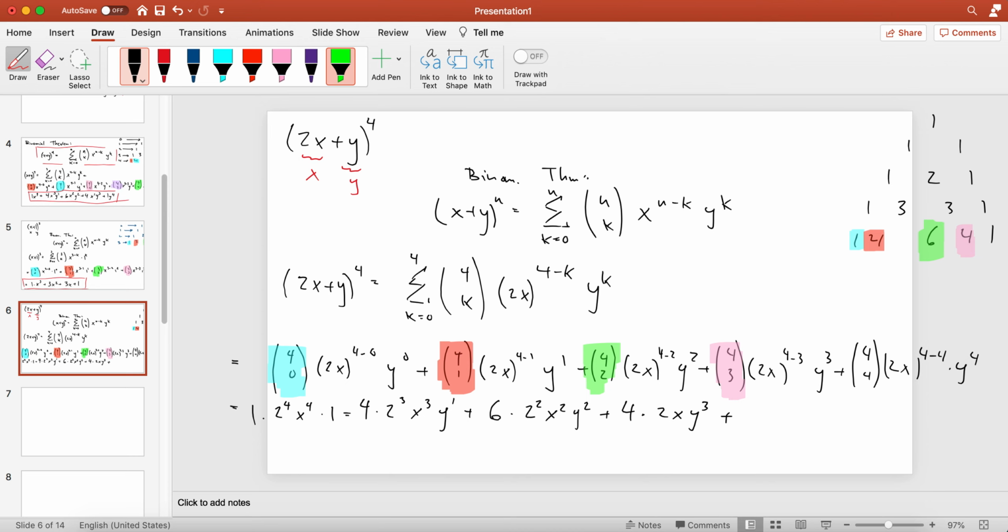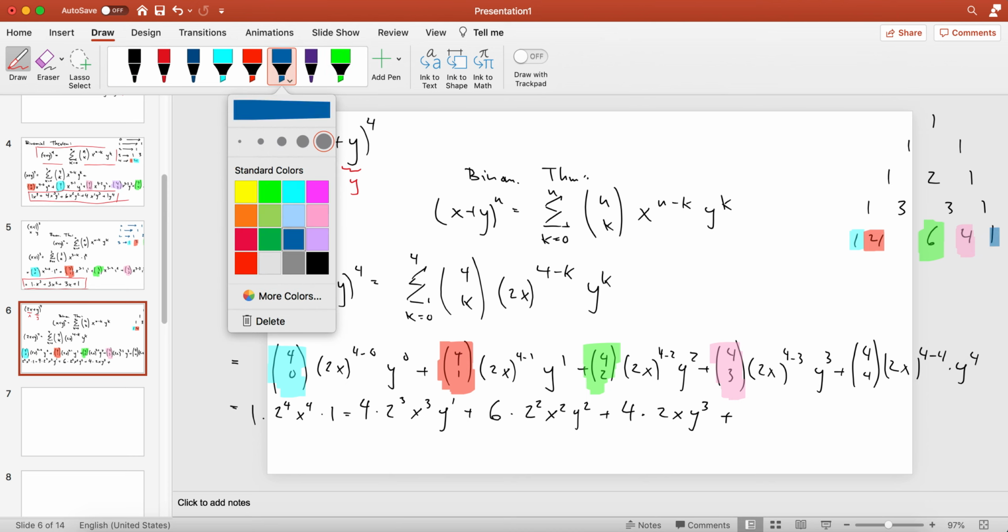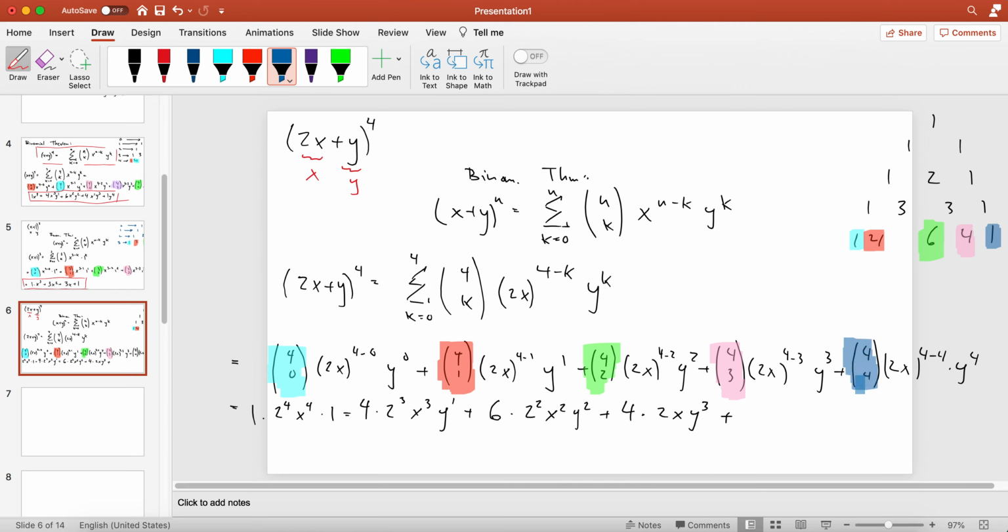4 choose 4 is 1. 1 times 2x to the 4 minus 4, which is 2x to the 0, which is just 1, y to the 4th.